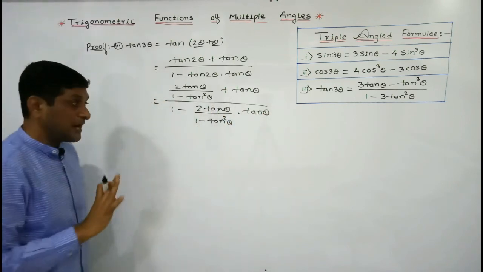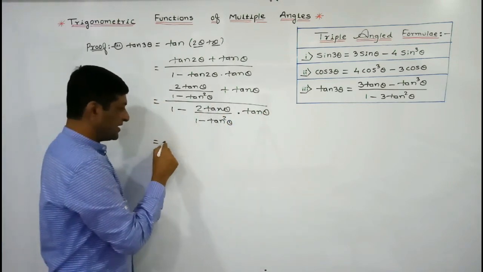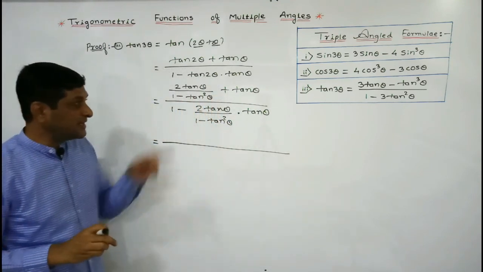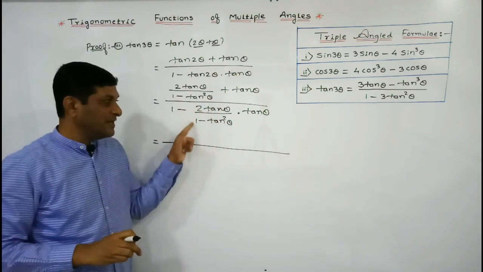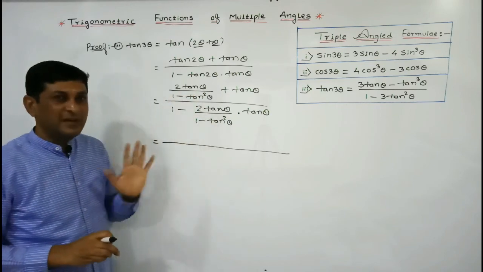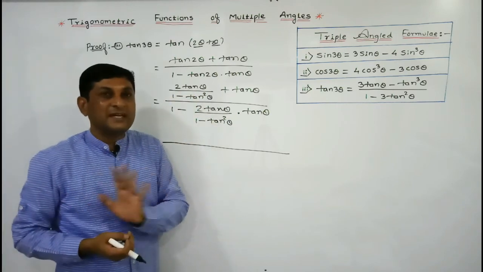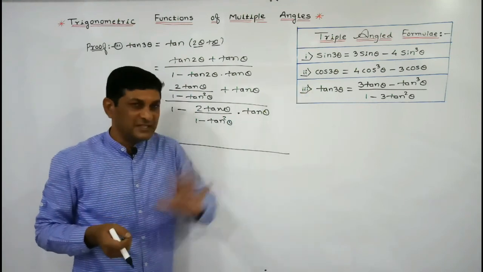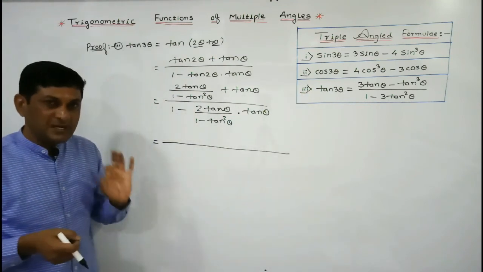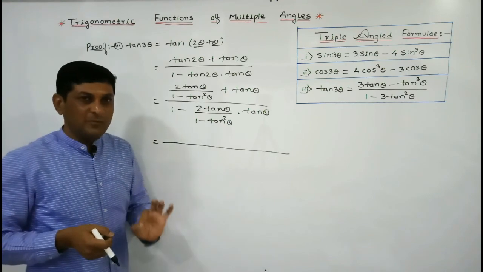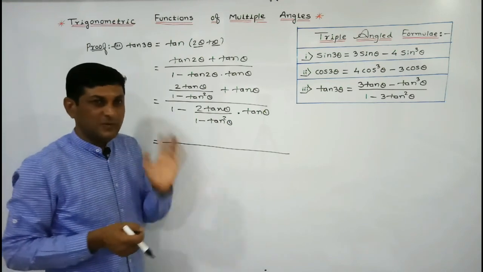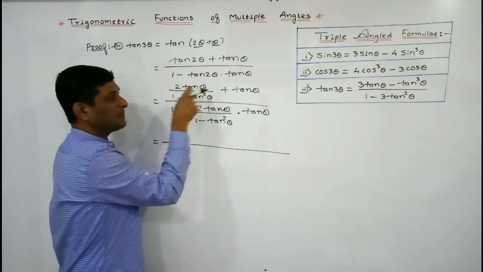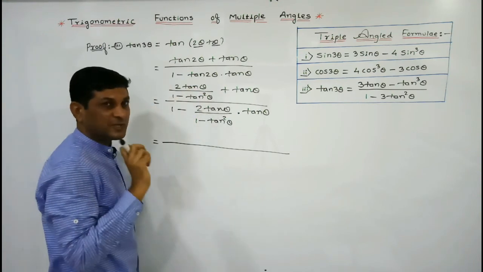Okay, now try to understand the next step very carefully. Now I am simply multiplying numerator and denominator by 1 minus tan square theta, so that this 1 minus tan square theta will cancel, and by simplifying the expression we will get the required result. We are multiplying numerator and denominator by 1 minus tan square theta. If I multiply the first term by 1 minus tan square theta, the 1 minus tan square theta will cancel.